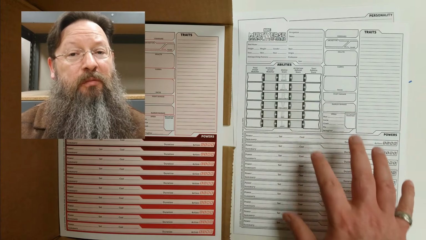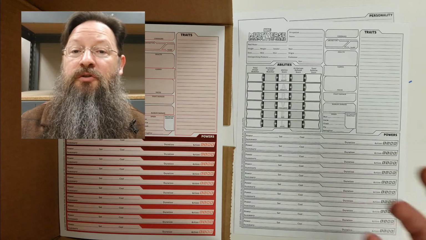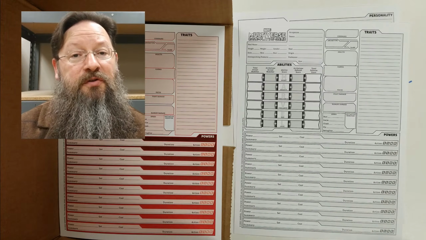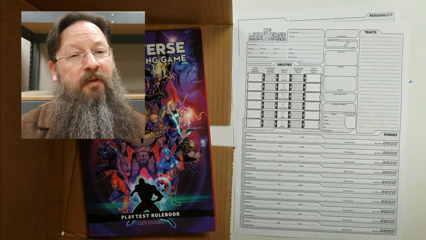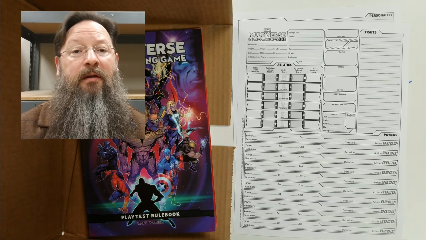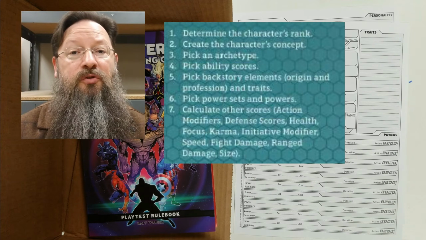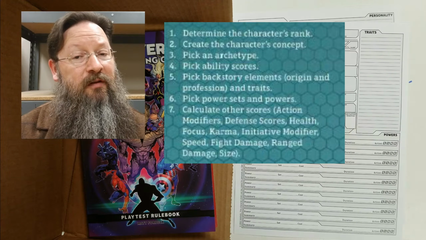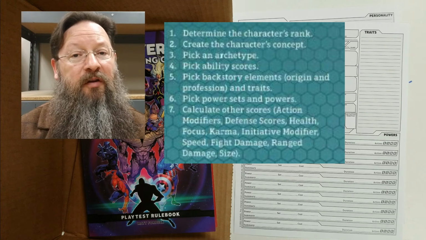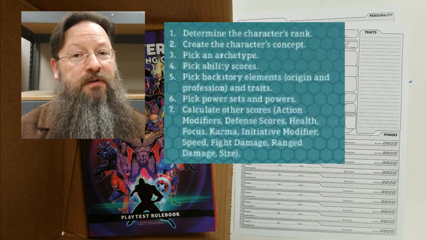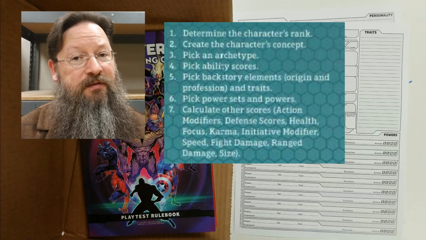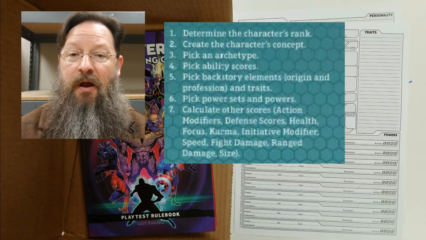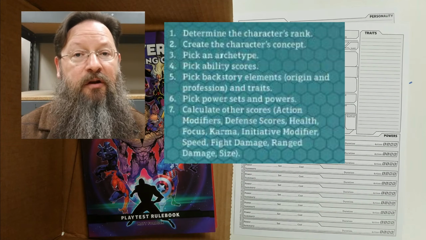Chapter 5 of this book provides a list rundown as to what to do to create your character. And it also states that you don't have to follow it in order, but for sake of this video, that's what we're going to do, follow it in order. What it lists out is 1. Determine the character's rank. 2. Create the character's concept. 3. Pick an archetype. 4. Pick ability scores. 5. Pick backstory elements and their origin and profession and traits. 6. Pick power sets and powers. And 7. Calculate other scores.